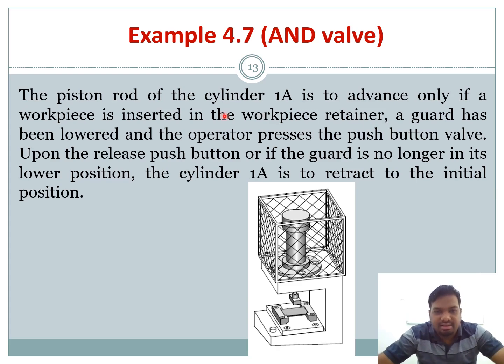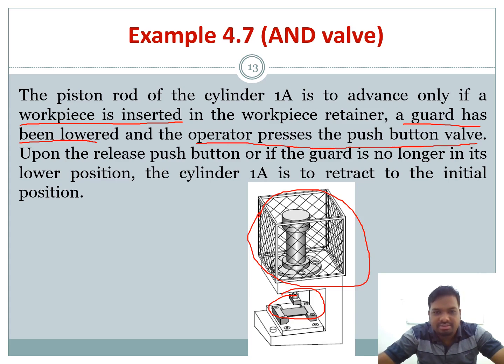Okay, so we can see here that it has three types of condition. The first condition, the cylinder only extends when the workpiece is inserted in the work retainer, meaning this part. Then you have a guard. The guard has been lowered, meaning this part is lowered, and the push button is pressed. The operator manually pushes the button. So this is to extend.